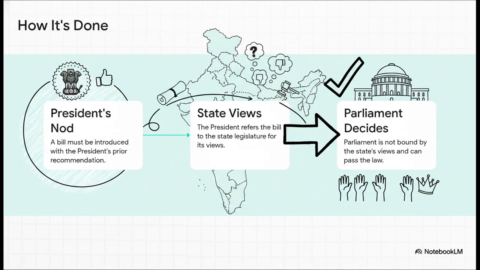Now, you'd think a process this powerful would be super complicated, but honestly, it's pretty simple. A bill needs the president's okay to even be introduced. Then, it's sent to the state legislature involved so they can give their opinion. But here's the kicker. Parliament doesn't have to listen to them at all. Whether the state says yes or no, Parliament can go ahead and pass the law with just a simple majority.